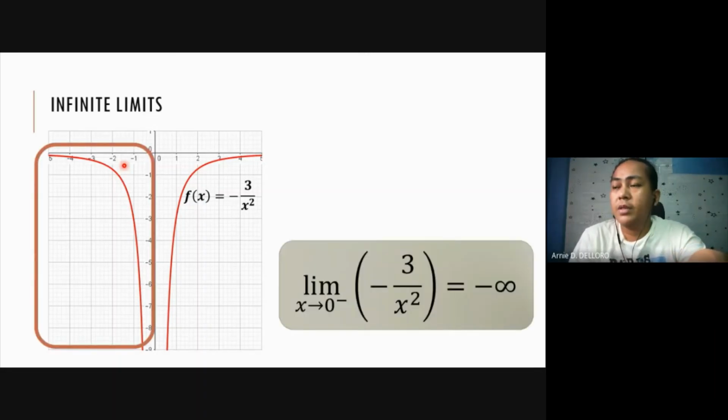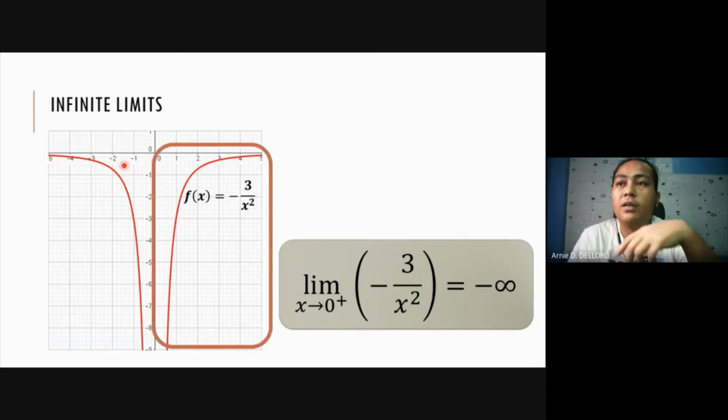Okay, so the limit of negative 3 over x squared as x approaches 0 from the left is equal to negative infinity. Makikita natin sa the limit of the function negative 3 over x squared as x approaches 0 from the right is also negative infinity.